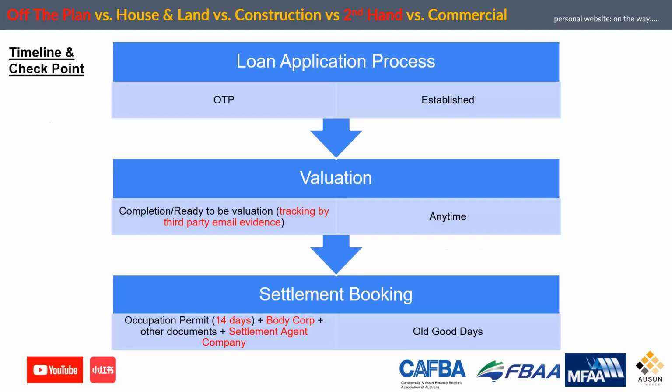All right, so again, back to off the plan and second-hand. Off the plan can also include house and land, turnkey, apartments, construction, and all that. So what's the difference from 3 different perspectives?